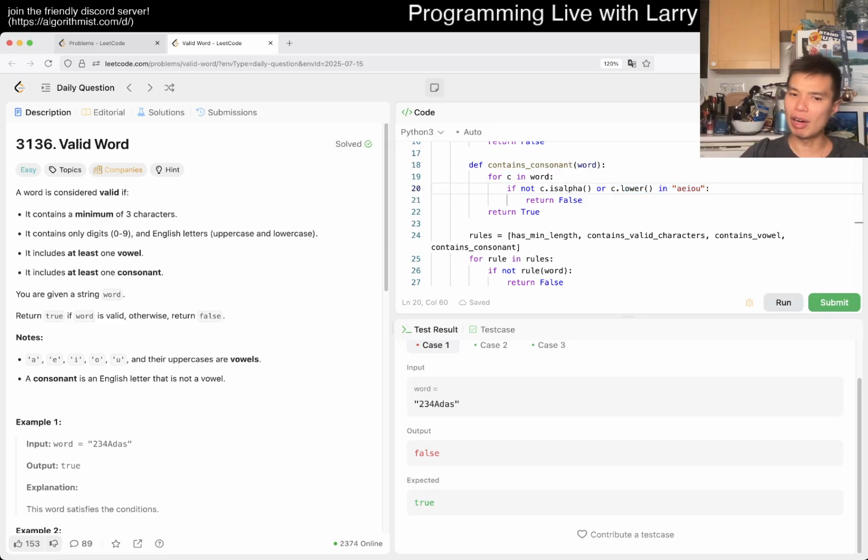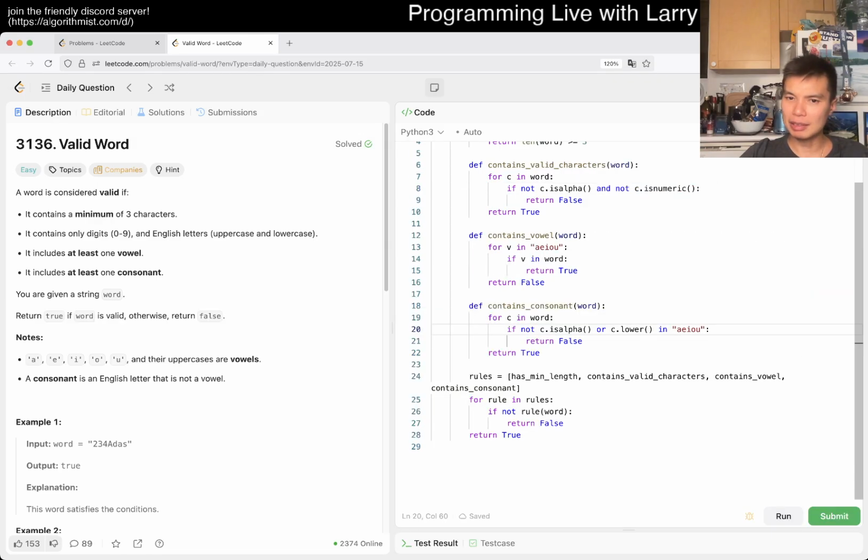Oh wait, no, this is wrong. Whoops, did I DeMorgan's it wrong? Let's go back. So we went with this and this not in this, right? Oh no. How do I write this? I wrote this wrong. I wrote this wrong.